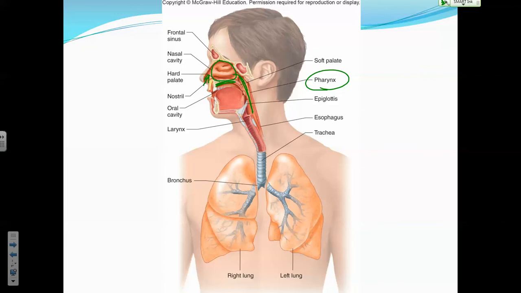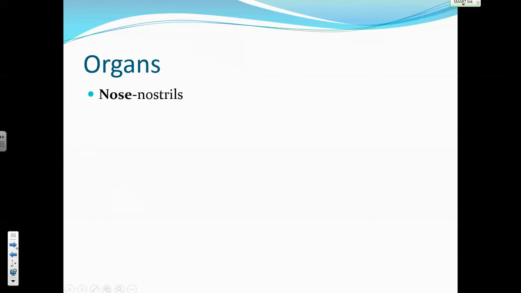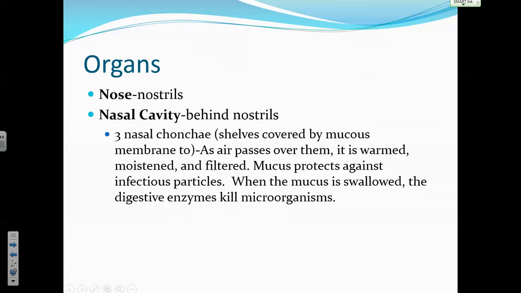And then from there, the air moves through the larynx, which is your voice box, into your trachea. Now we're in the thoracic cavity. The trachea is going to split into the bronchi, which split and split, and they branch and branch and branch until ultimately you get into tiny little air sacs in your lungs, and that's where the gas exchange will take place. So when we look at these organs one at a time, the nose leads to the nostrils, and then behind the nostrils would be the nasal cavity.